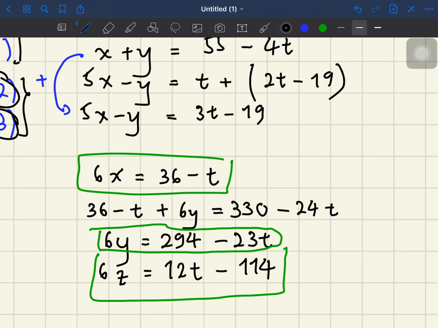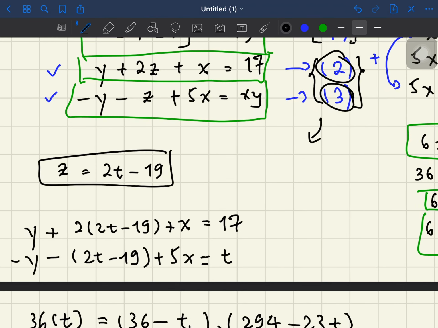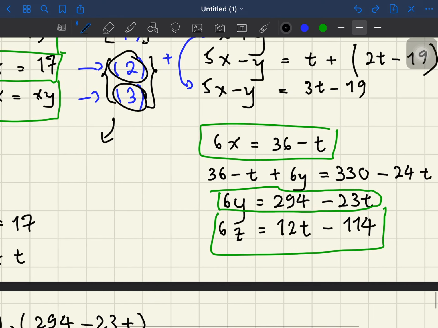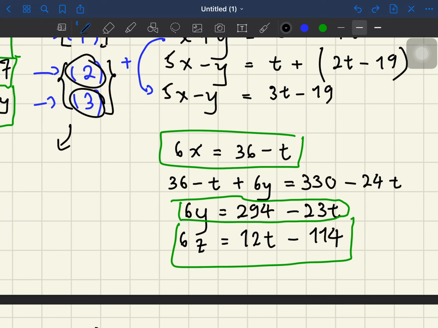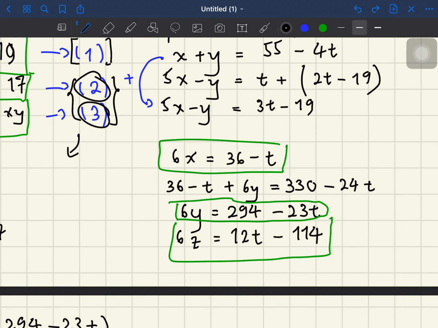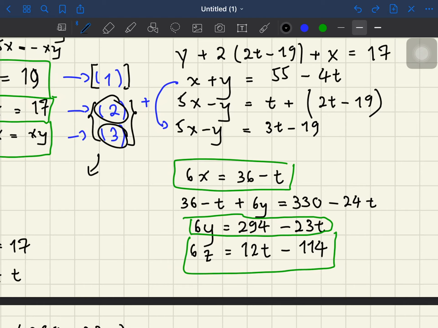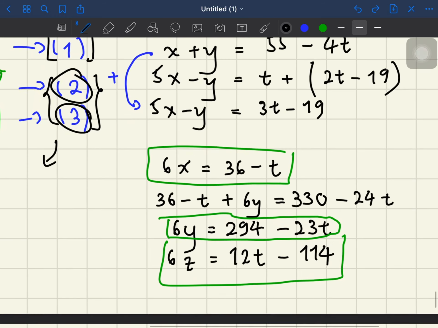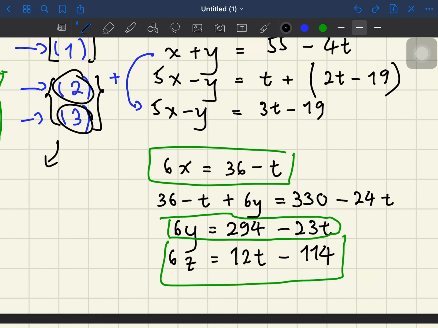Why? Because when I eliminate y, I have to add the x with the 5x, this one with this one, and you will get 6x, obviously. And I purposely want to do the same thing for y and z. Later I will tell you why. So you have solved for each of x, y, and z in terms of t, and I just multiply by 6.